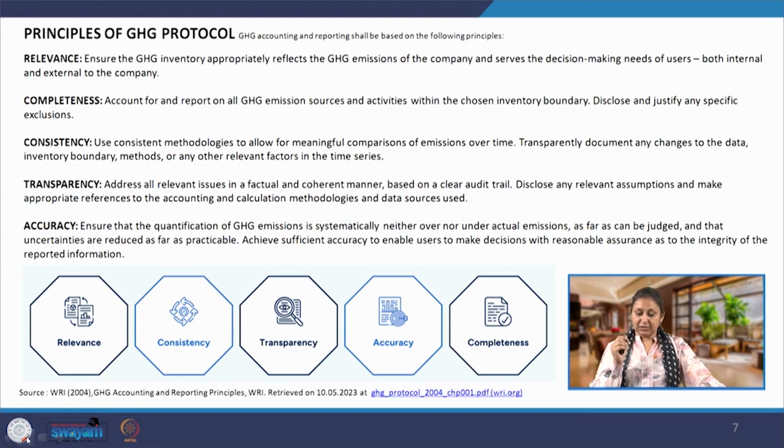And then, transparently document, so we have to transparently document any changes to the data, inventory boundary, methods or any other relevant factor in the time series. So, we are using the same methodology, but if there are any changes in the inventory itself, then we have to transparently document those changes, whether they result in higher emissions or lower emissions. They have to be transparently documented and reported. And that brings us to the fourth principle, which is the most important principle, and that is about transparency.